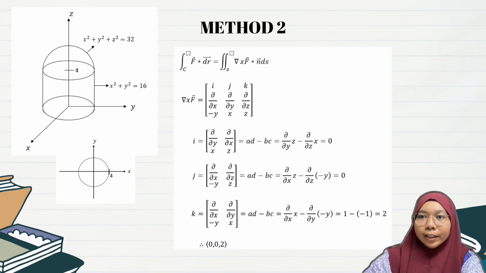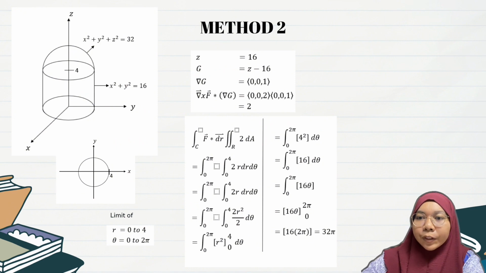And for the last part, I will continue to explain question 1 using method 2. First of all, we will find the curl of F using the matrix method. We find the values of i, j, k. So at the end, we get 0, 0, 2. And then we find curl F dot n, so we get 2. Then use the double integral. First limit 0 to 2 pi and second limit 0 to 4, of r dr d theta. Substitute all the values of the limits, and at the end we get the answer 32 pi.